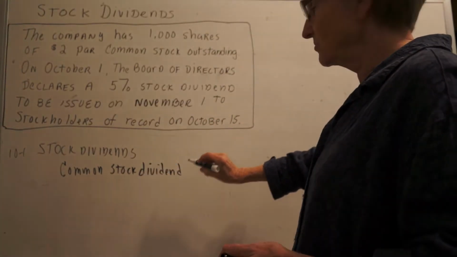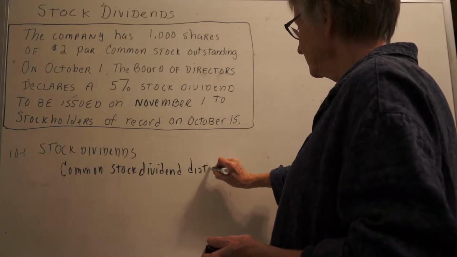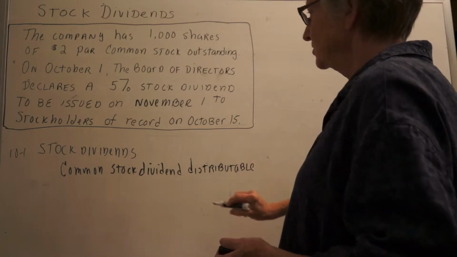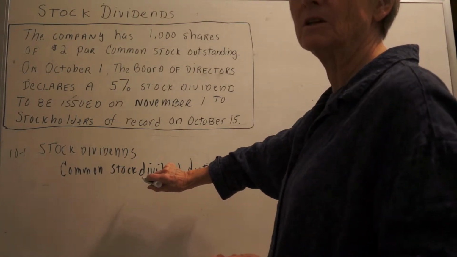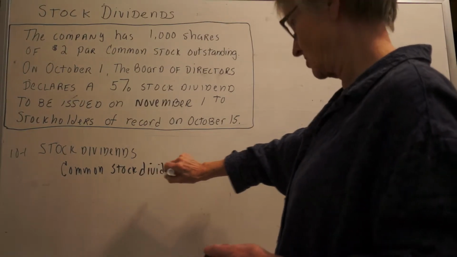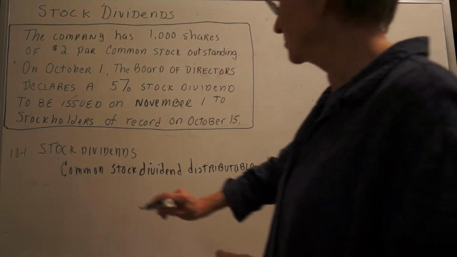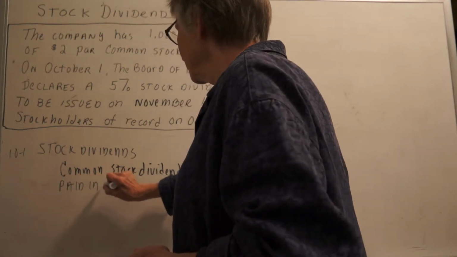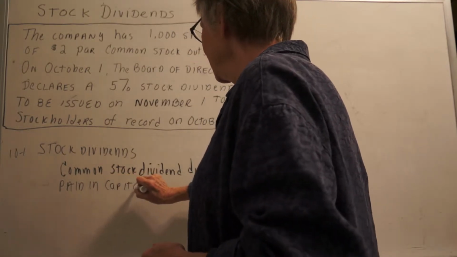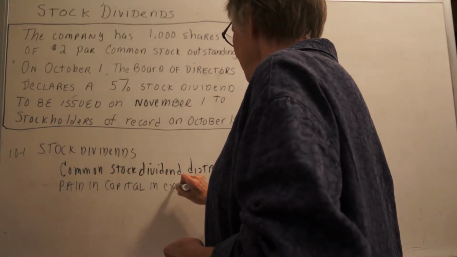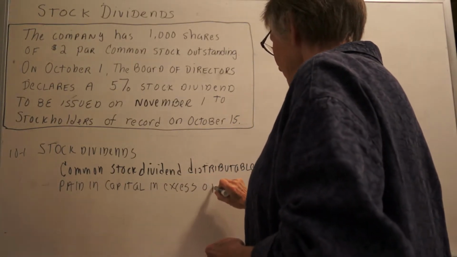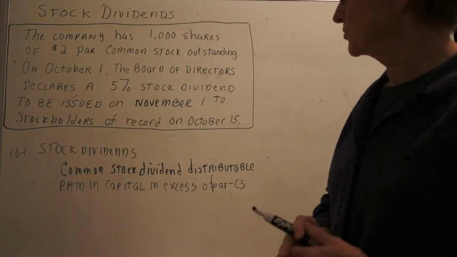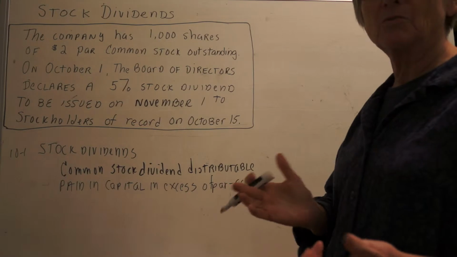Did I mention that the account names in this chapter are absurdly long? This very quickly gets shortened to CSDD, and that's okay on an exam. CSDD, Common Stock Dividend Distributable. There will usually be some paid in capital in excess of par on your common stock.